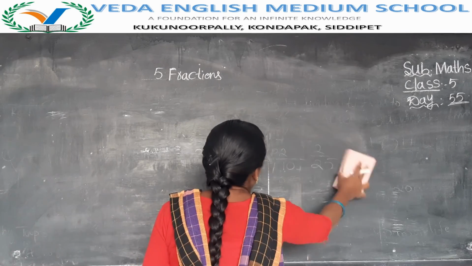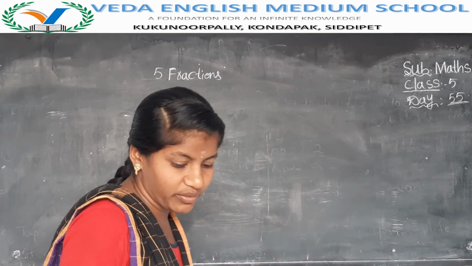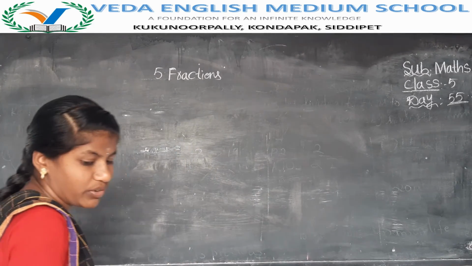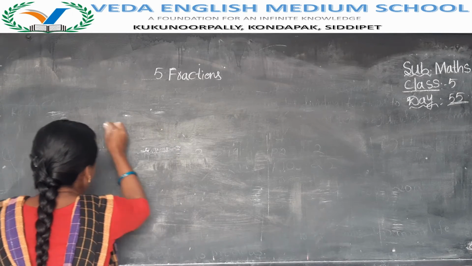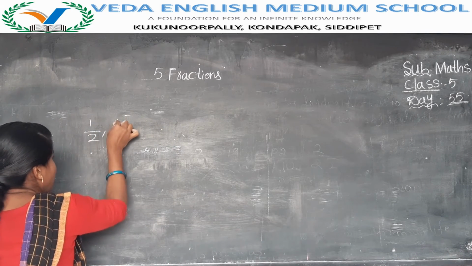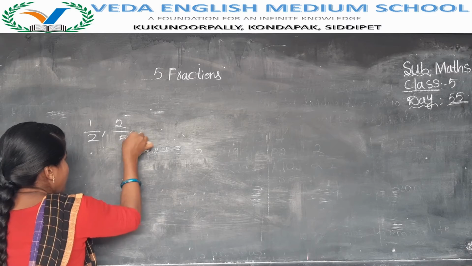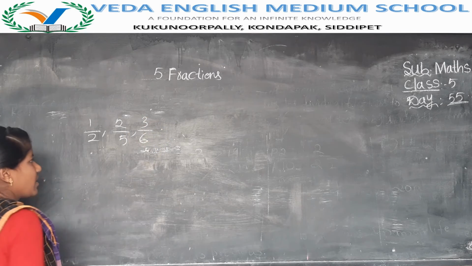Unlike fractions ఎలా compare చేయాలి చూడండి. Now here I will take one fraction 1 by 2, 2 by 5, 3 by 6. Now these three are unlike fractions.